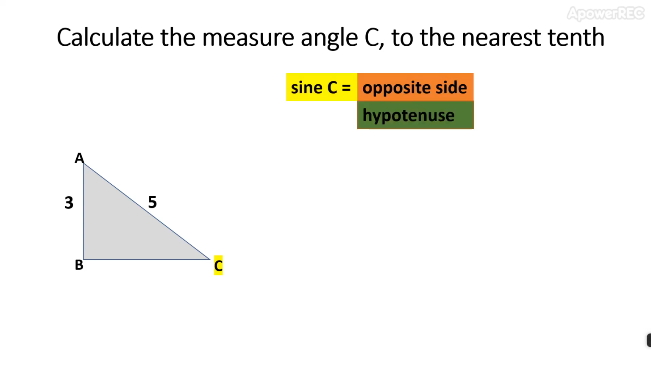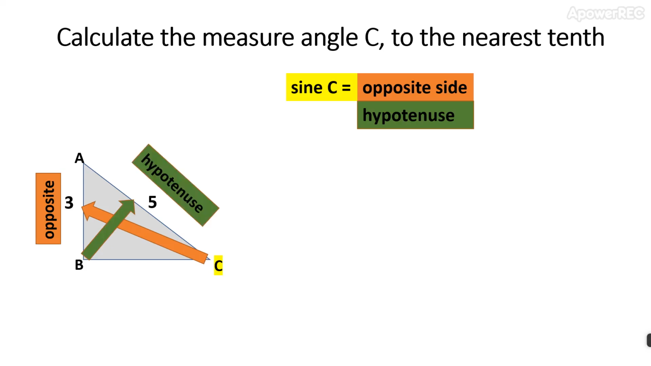The sine of angle C is equal to the opposite side divided by the hypotenuse. Now, how do we find the opposite side and hypotenuse? Let's start with angle C and directly draw a line across to the value 3. Next, we ascertain that 5 is directly across from angle B, which is 90 degrees. So it must be the hypotenuse.